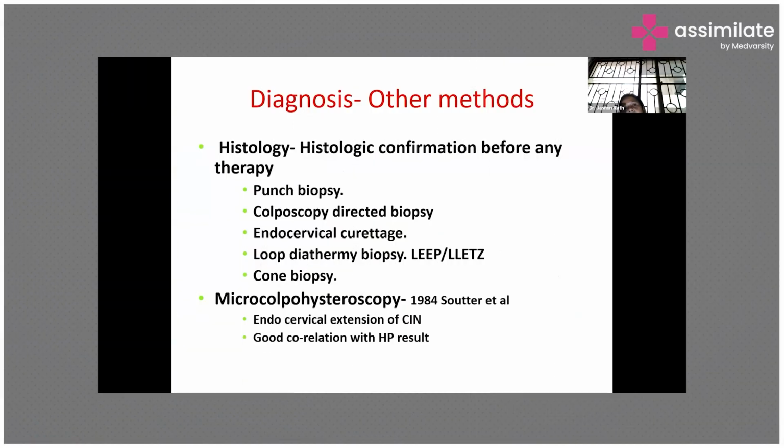And after this study, suppose after colposcopy we find stained and non-stained lesions, then we can go for the next level of test. That is how to diagnose. So we have punch biopsy, colposcopy direct biopsy, endocervical curettage, and loop diathermy biopsies like LEEP and LLETZ, large loop excision of transformation zone, and loop excision of the epithelial cells, and cone biopsies.